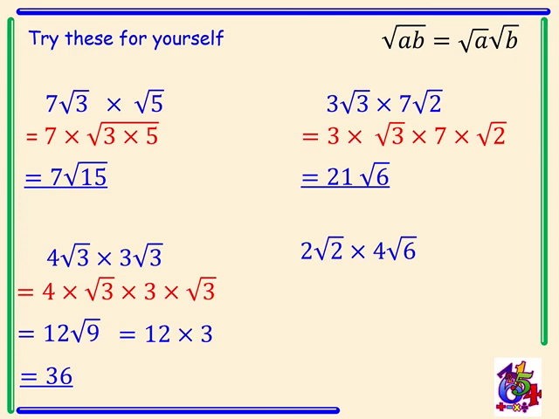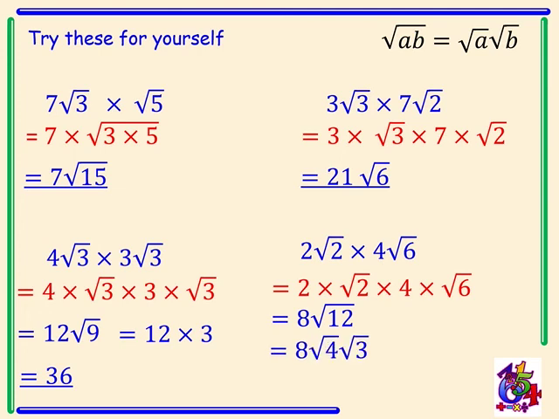And final example, 2 root 2 times 4 root 6 is 2 times root 2 times 4 times root 6. Multiplying the whole numbers together, 2 4s are 8, and root 2 times root 6 is root 12. So we have 8 root 12. However, root 12 can be simplified, and it will simplify down to root 4 times root 3. 4 is the biggest square number that will go into 12. And if we take the square root of 4, we'll get 8 times 2 times root 3, and 8 2s are 16 root 3 is our final answer.